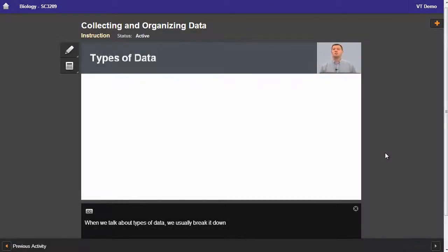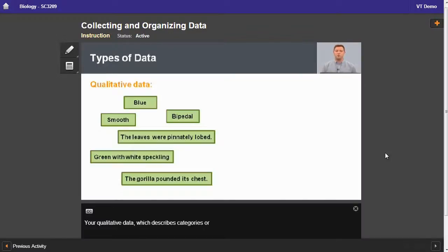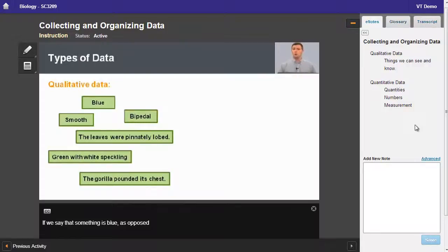When we talk about types of data, we usually break it down into two broad categories. Your qualitative data, which describes categories or characteristics of things. If we say that something is blue as opposed to yellow or red. If we say that something is smooth as opposed to sharp or rough. Or that it's bipedal as opposed to on all fours.